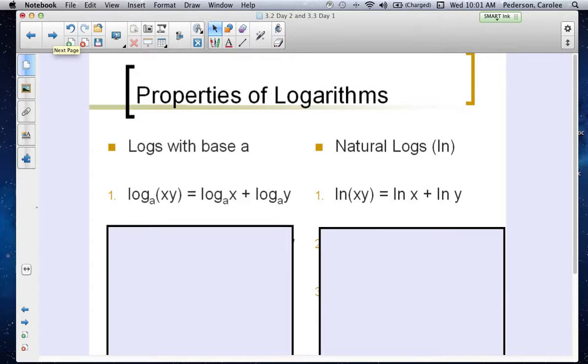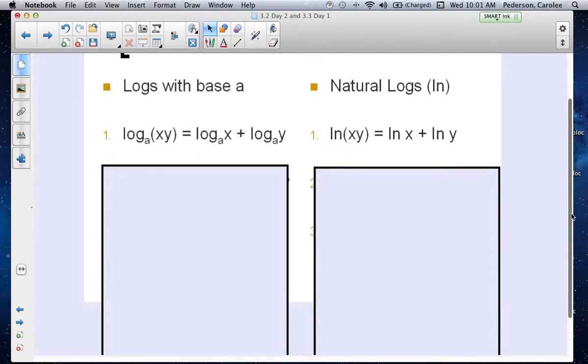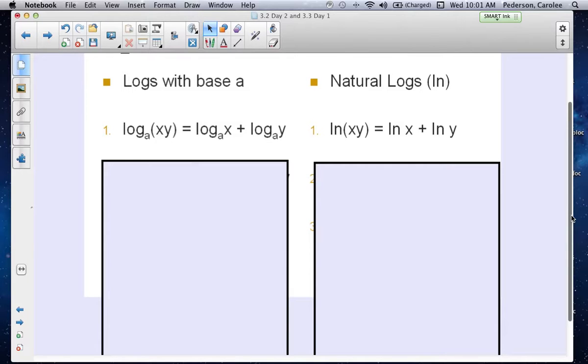So here's the first property and what it says. I have a logarithm of some base, could be base 5, could be base 2, doesn't matter. And I want to expand out the logarithm to more logarithms. If there is multiplication going on in that parentheses, I would expand it out through addition. Give you some time to write that down. So it is addition.